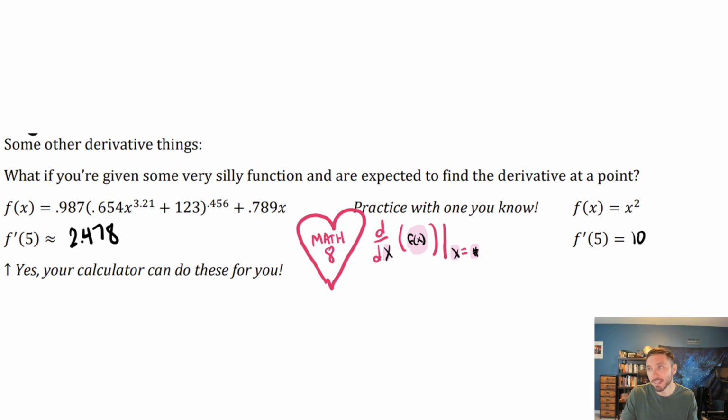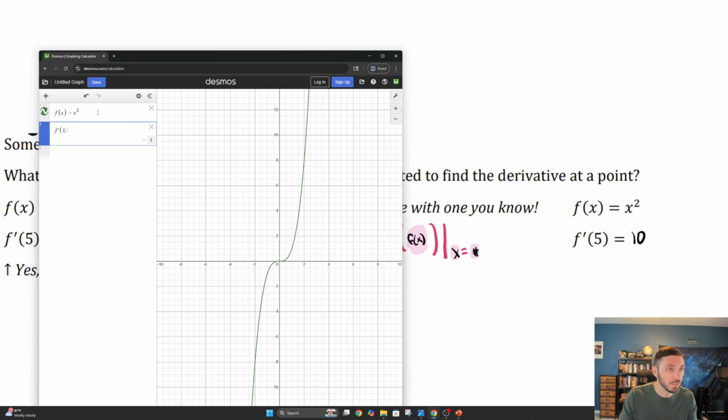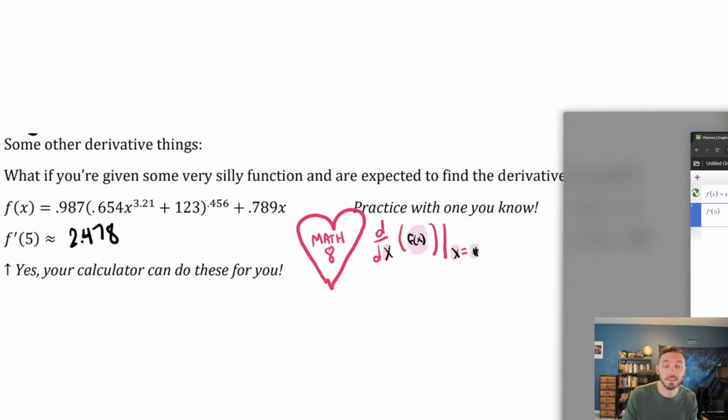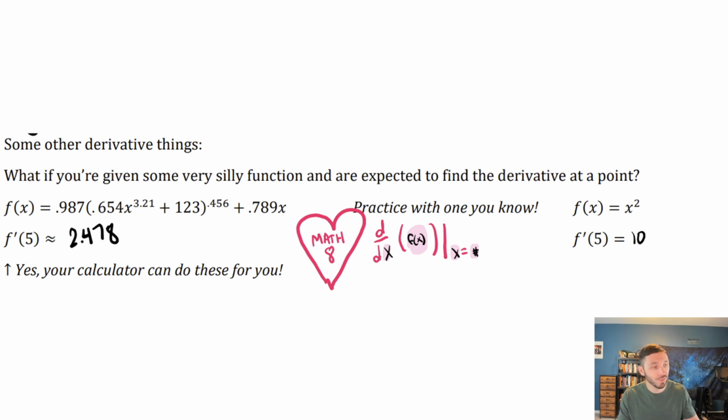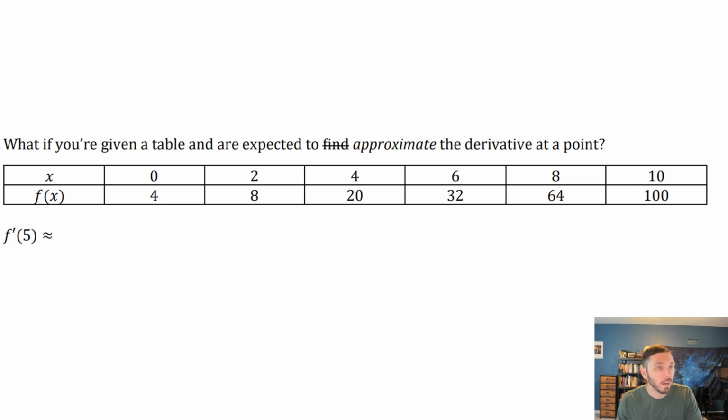But if you're using Desmos with me, we can just do, okay, well, f is x squared, so f prime of 5 is 10. So the derivative of x squared is 2x. Plug in your 5, you get 10. 2 times 5 is 10. And then for the last case, what if you're given a table and you're not given a function instead?